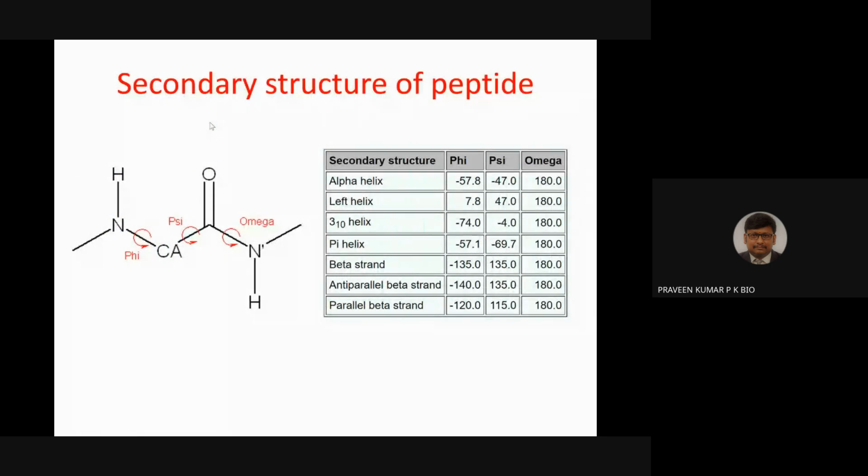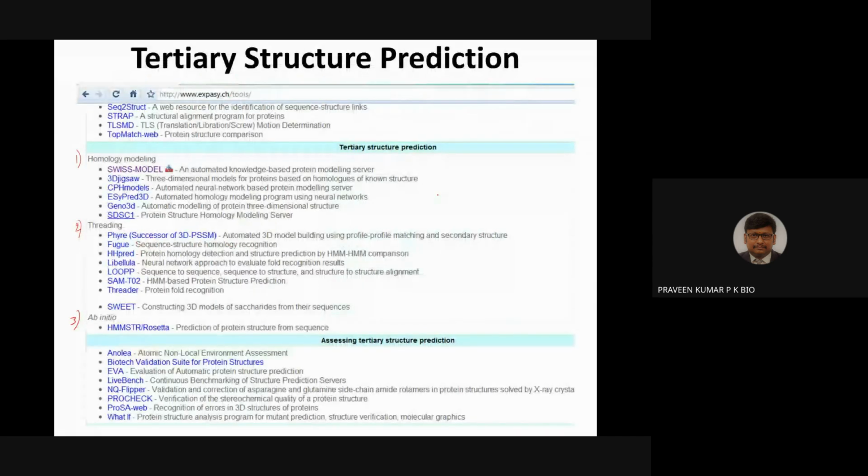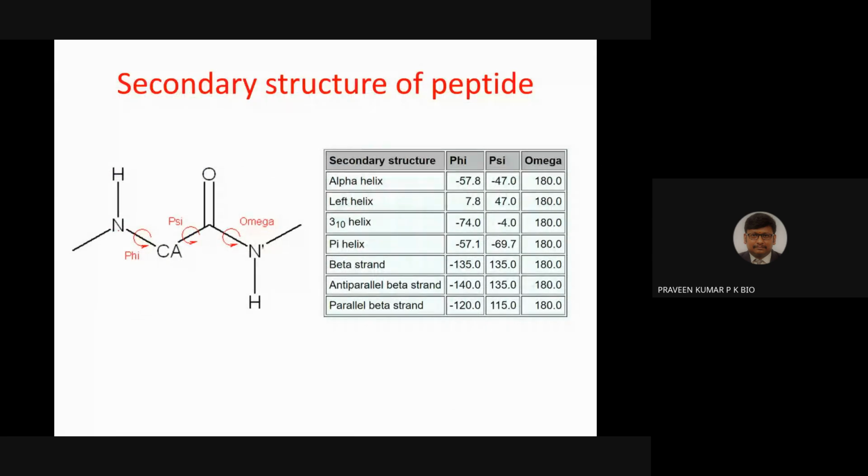If you see the secondary structure of a peptide, before going to the tertiary structure, if you want further information on secondary structure prediction, the alpha helix has these phi and psi values, and the omega value is this. So we have 3 angles. The phi angle is present between N and C alpha. The psi angle is present between C alpha and C double bond O. And between C double bond O and NH, we have an angle called omega. These categories come under classes of secondary structure.